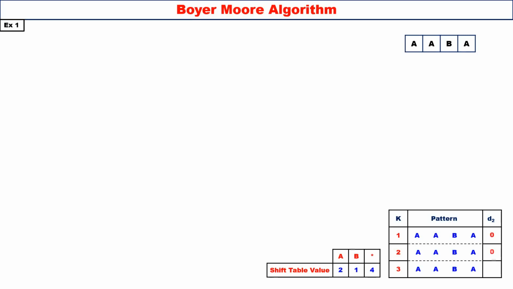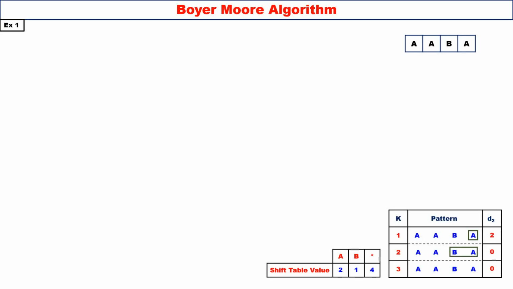Step 1, it is initialized to 0. Step 1, A, find A, yes. Check the preceding character, they are different. Therefore, 1, 2, 2. Next, K is equal to 2, BA. Is it found? No, it is not found. No need to do anything. ABA, it is not found.